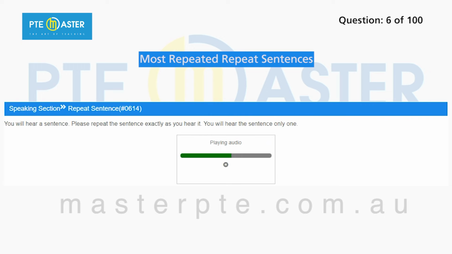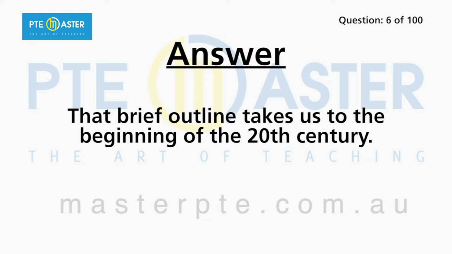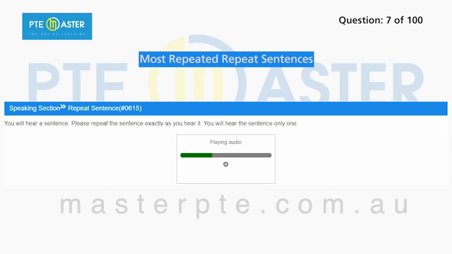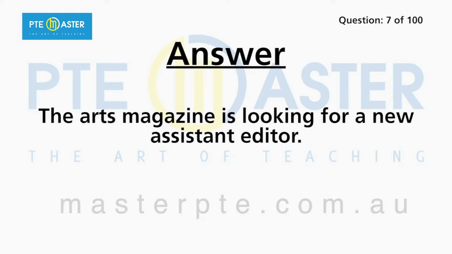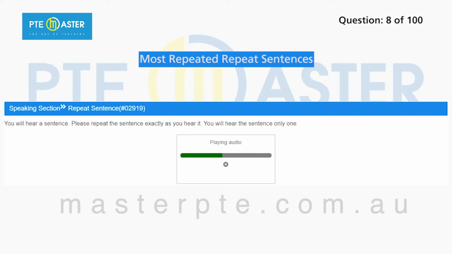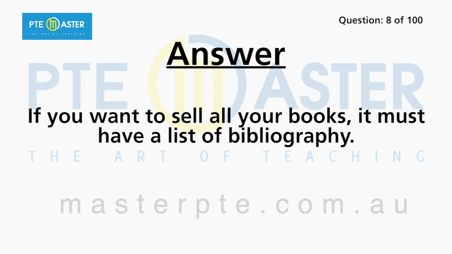That brief outline takes us to the beginning of the 20th century. The Arts magazine is looking for a new assistant editor. If you want to sell all your books, it must have a list of bibliography.